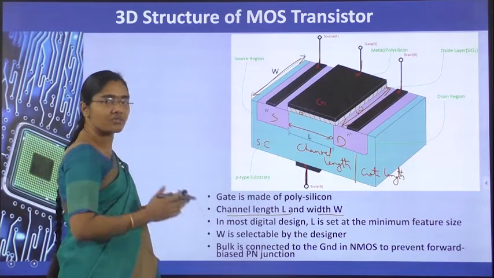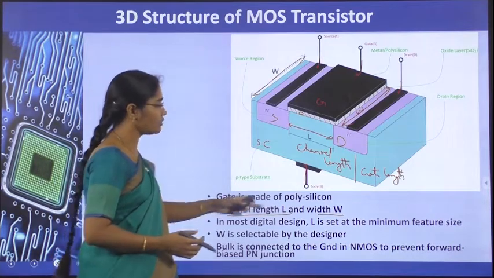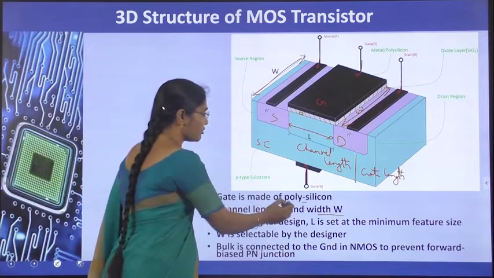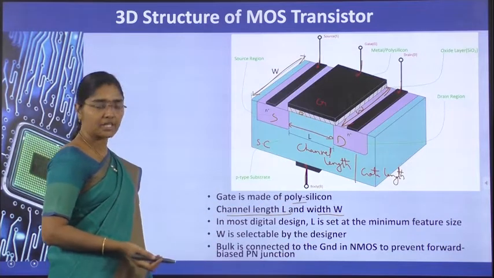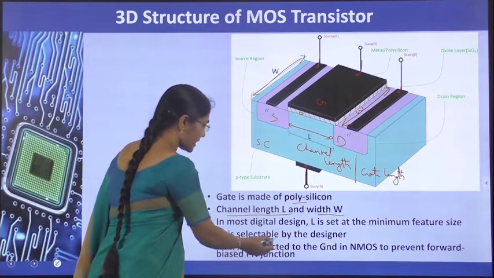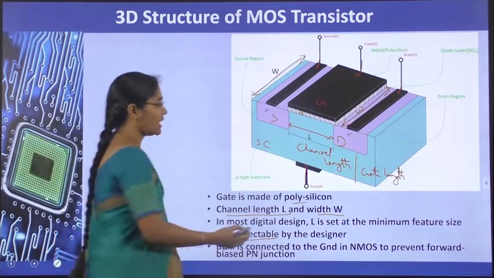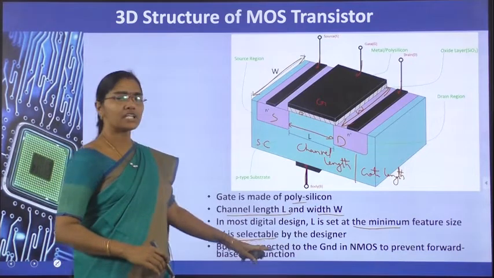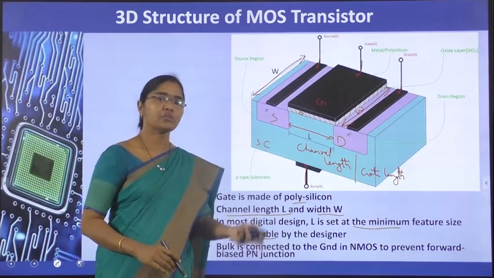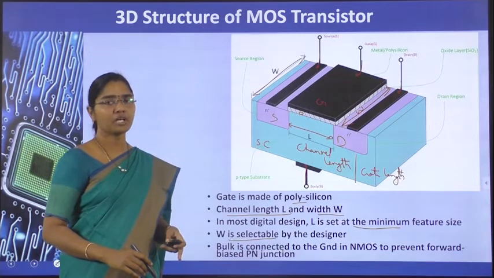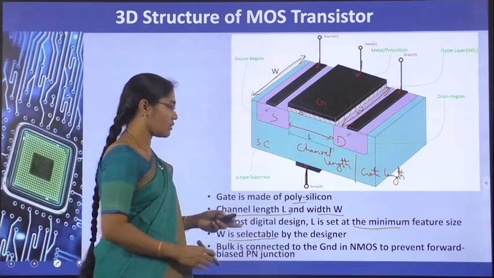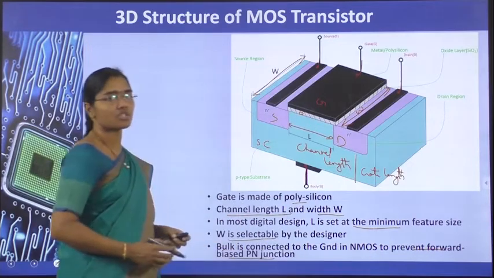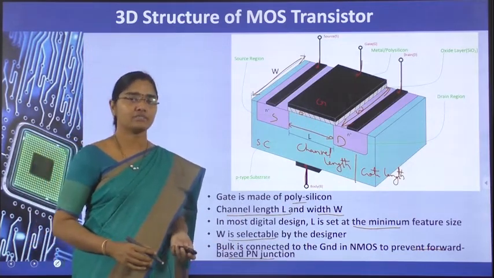Length is always fixed in the designs, and W can be varied by the designer. The gate is made up of polysilicon or metal, and W is selectable by the designer. L is the minimum feature size. The bulk connection is tied to ground in NMOS and to VDD in PMOS to prevent a forward-biased PN junction, that is, to avoid leakage.